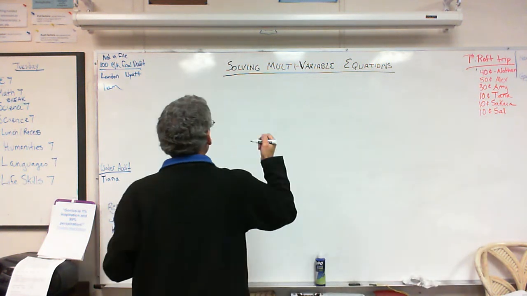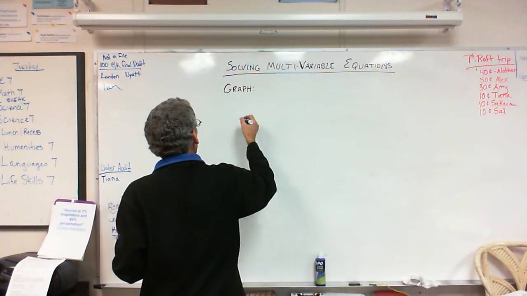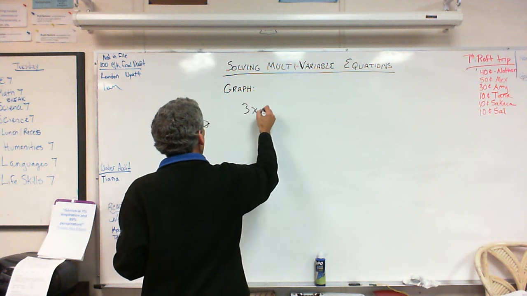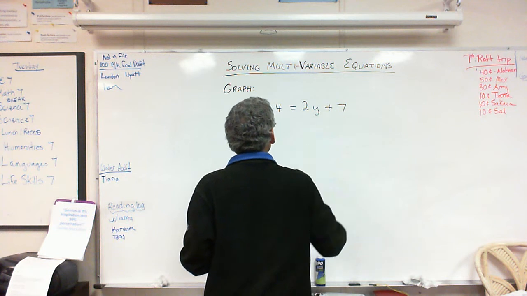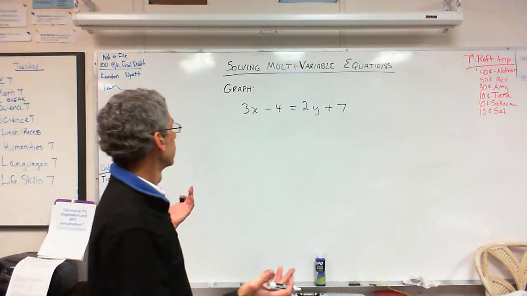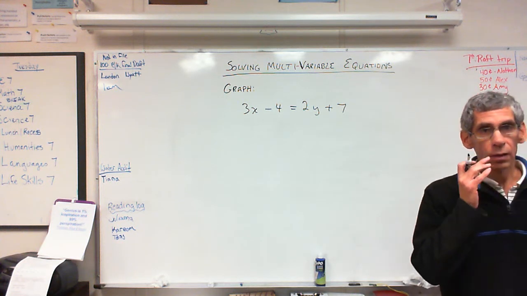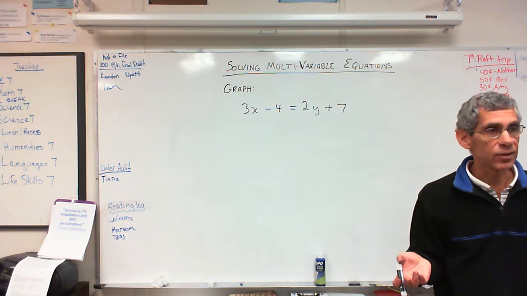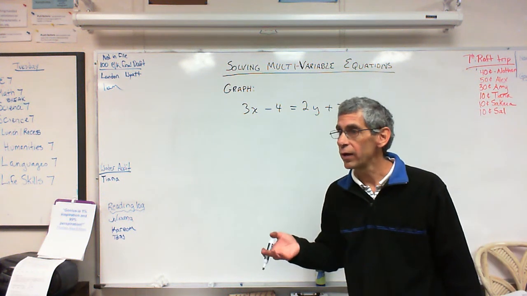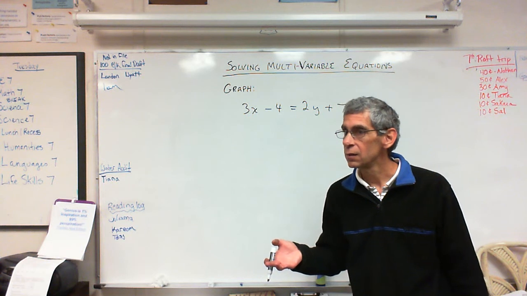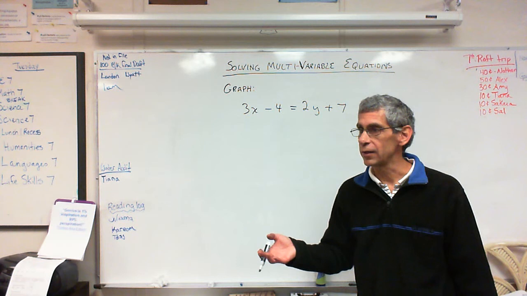Okay. So let's say I had this and I said graph this: 3x minus 4 equals 2y plus 7. I've got to graph it. Well, I don't know what to do. Well, wait a minute, yes I do. Why not solve for y? Because if I solve for y, it's y equals, and that's slope-intercept form, right?